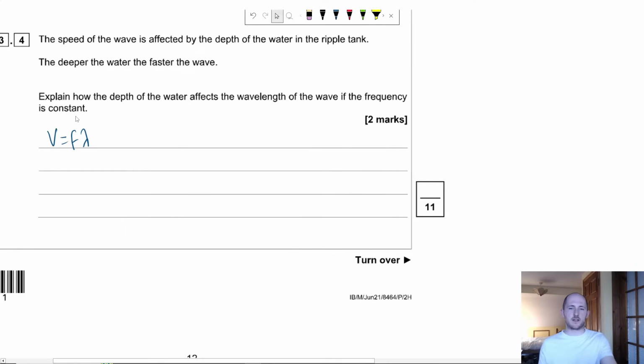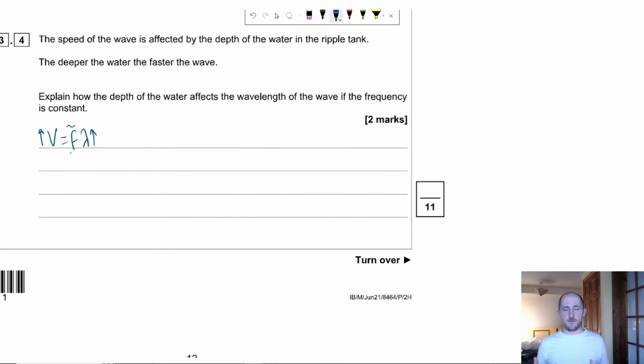This isn't part of my answer, by the way. This is more like an explanation. I'll show you the 2 bullet points that you need for the answer. And they say that F doesn't change. So, somehow V is bigger despite the fact that F stays exactly the same. What's the only possibility? Lambda must be bigger.